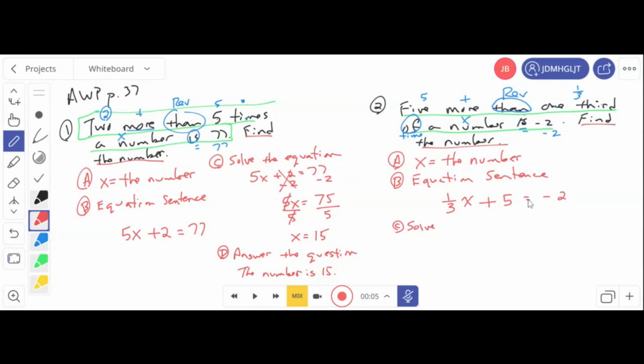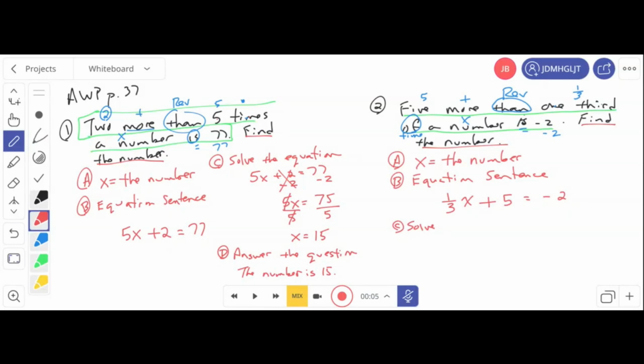C is to solve. Get rid of parentheses, I don't have any. Combine like terms, I don't have any like terms. Step 3, get rid of variables on both sides. I don't have variables on both sides. Step 4, stop sign. Make sure there's only one variable term in the problem. There's only one x term, 1/3 x. No other x's are in the problem. That means we can move on.